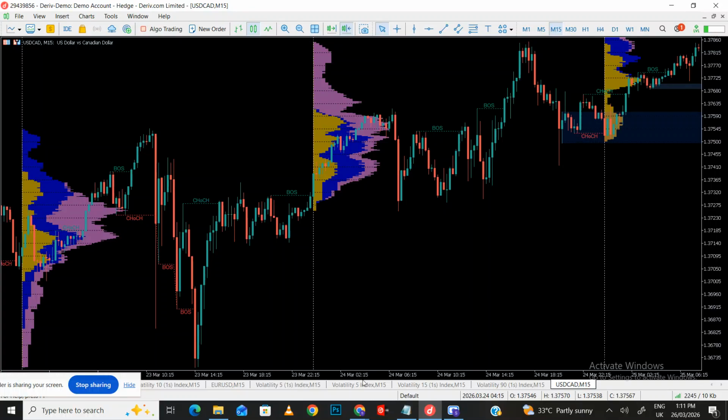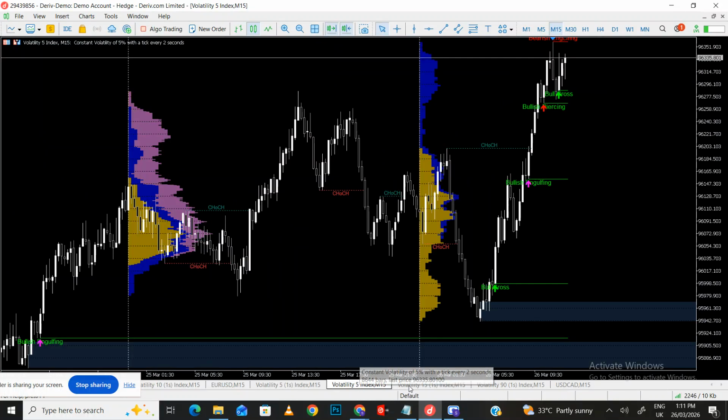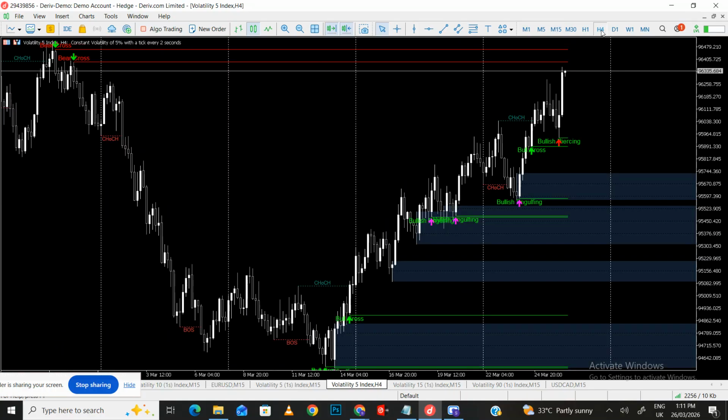Let me show you another way. If you are a swing trader, this explanation is just for a day trader. If you are a swing trader, just put your chart on the 4 hour chart.